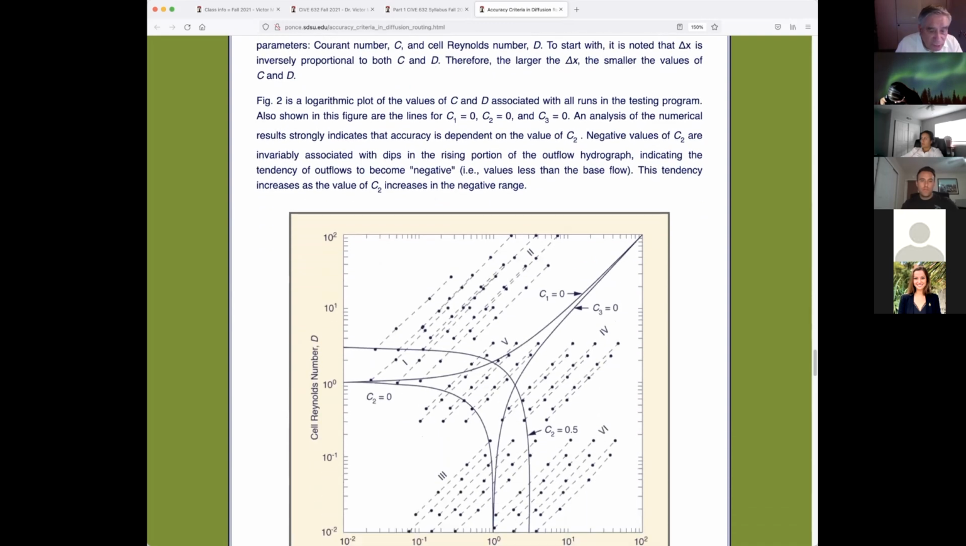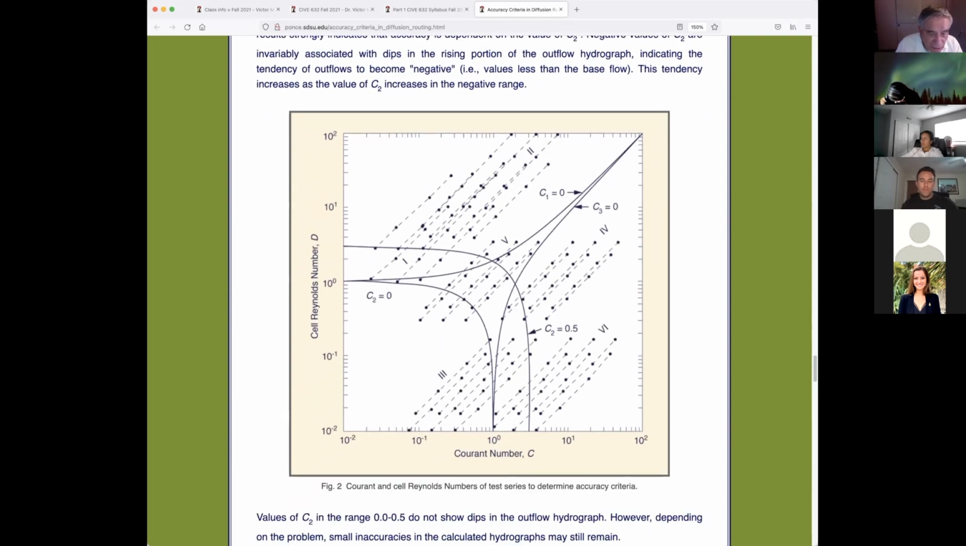Okay, so we plotted all the results for Courant and Reynolds number, and we found out that as long as you deviate from the center, all these are bad. Because I know we're looking at the hydrographs, right? But we were able to say that in this middle between 0.5 and 1 and 0, this is where the good answers are. Reproducible, perfectly routed, and so forth.